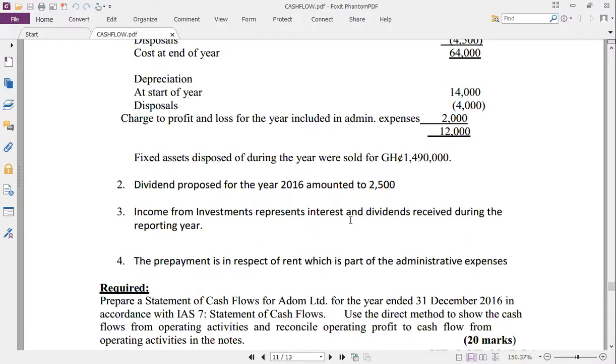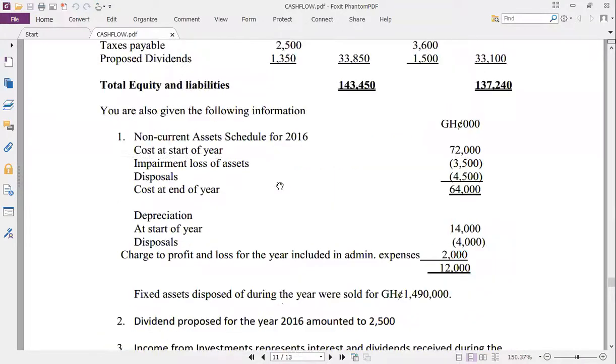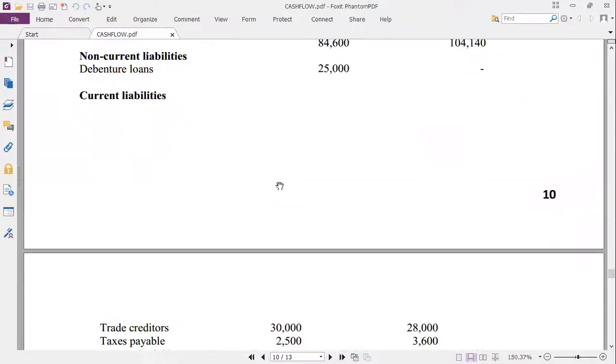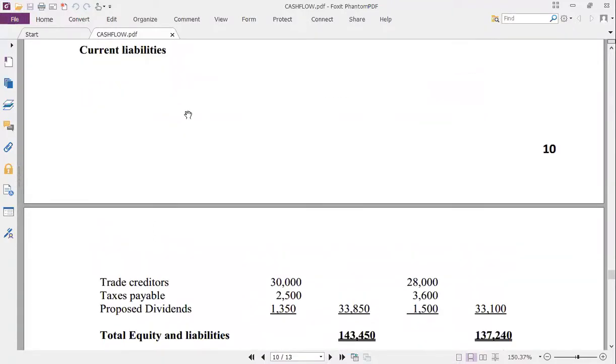Good. But check the financial position. When you see proposed dividend, always go and check the financial position. There will be dividend there. Check the current liability. So current liability is here. Anytime there's proposed dividend, it's under current liabilities, right? So that means there were some owings. So you have to find the actual dividend paid. Anytime you see proposed dividend, don't record it in the cash flow. Go and look for the actual dividend paid.